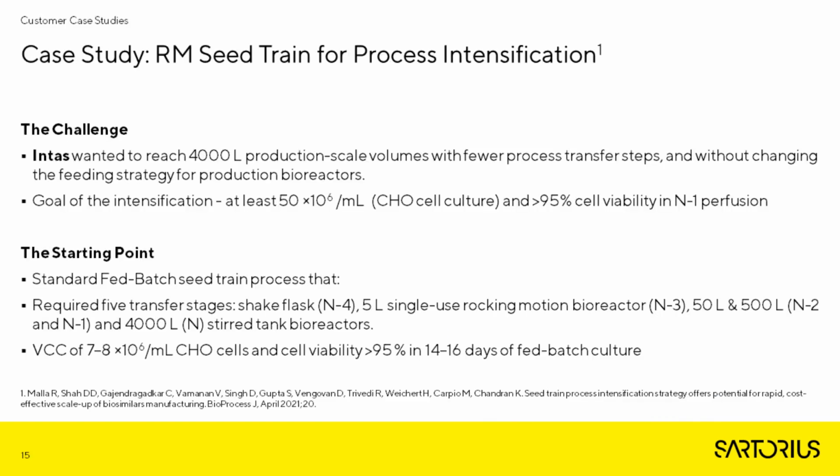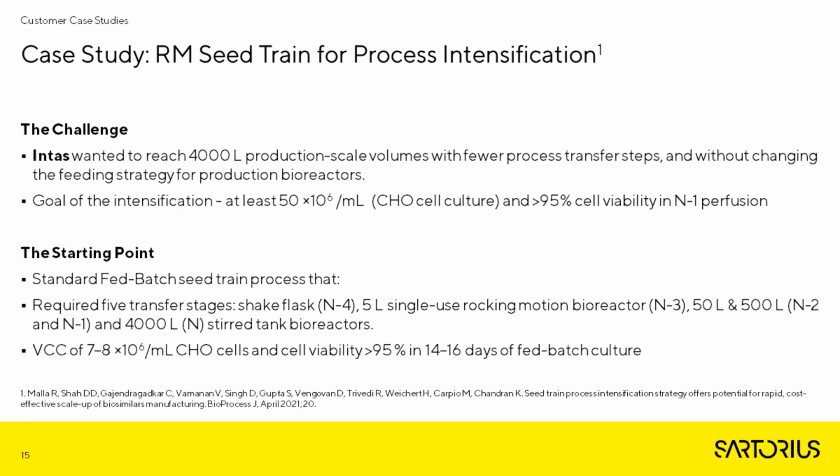So our client, company Intas, reached out to us when they wanted to optimize their 4,000 liter production, and they required fewer process transfer steps without changing the feeding strategy. And overall, the goal of this intensification exercise was to reach at least 50 million cells per ml and at least 95% cell viability in N-1 perfusion.